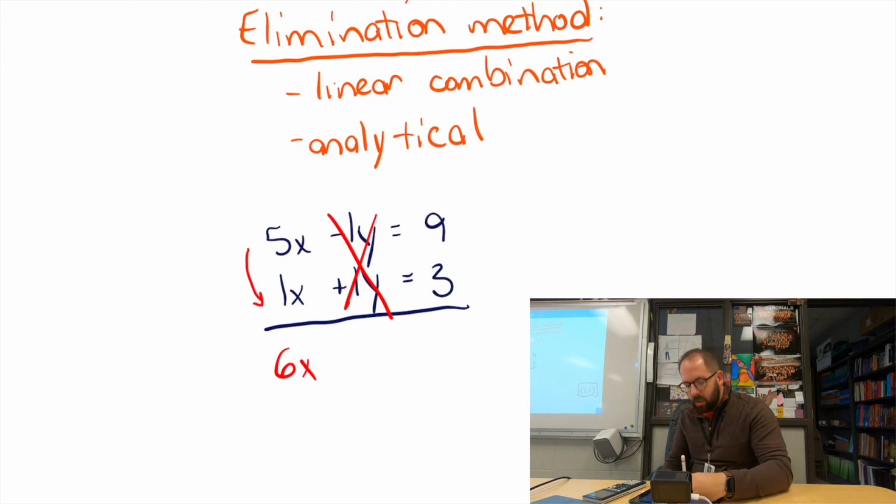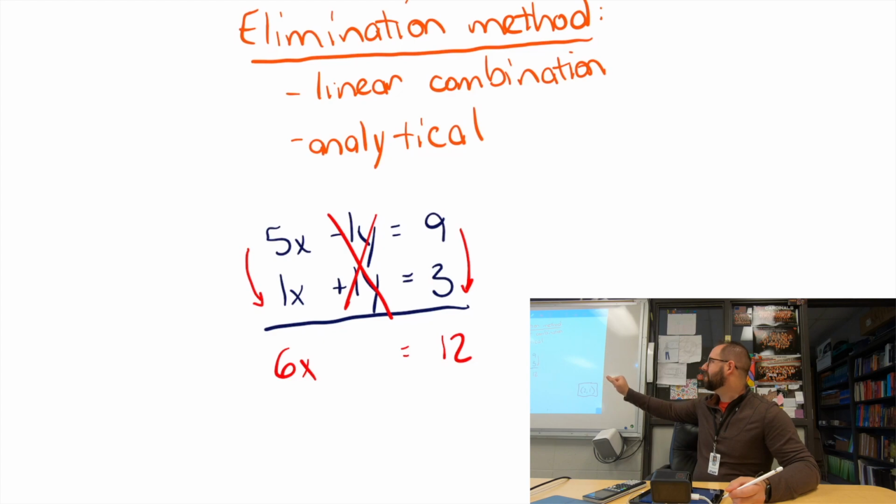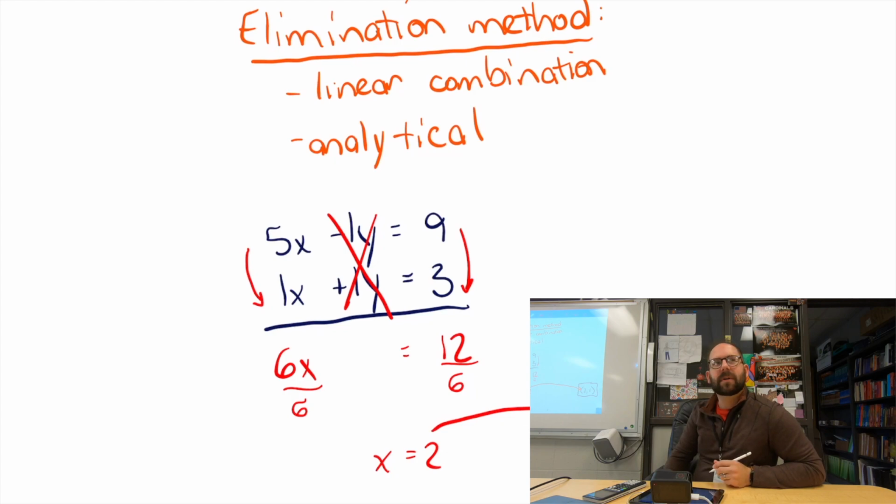And then when you add the 9 and 3 straight down, what does that make? 12. And now you just solve for x. How do I solve for x when it's 6x equals 12? Divide by 6. If I divide by 6, your answer is 2. Oh, same number, right?